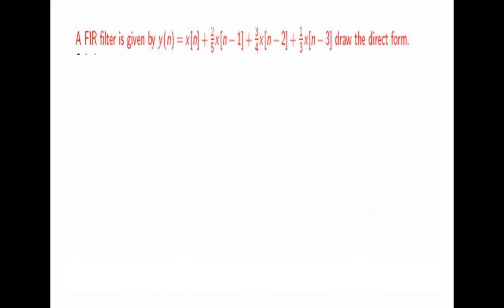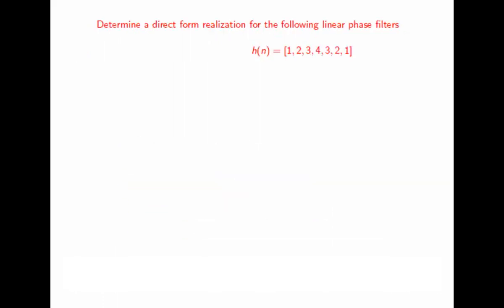Okay. So one more question we are having. Just note down this question and write it afterwards. This is for your practice purpose. An FIR filter is given by y of n equals x of n plus 2/5 x of n minus 1 plus 3/4 x of n minus 2 plus 1/3 x of n minus 3. Draw the direct form. You may get a direct equation also in this way, so in that case, directly we need to draw the diagram. Now, this is one more different way of asking the question.